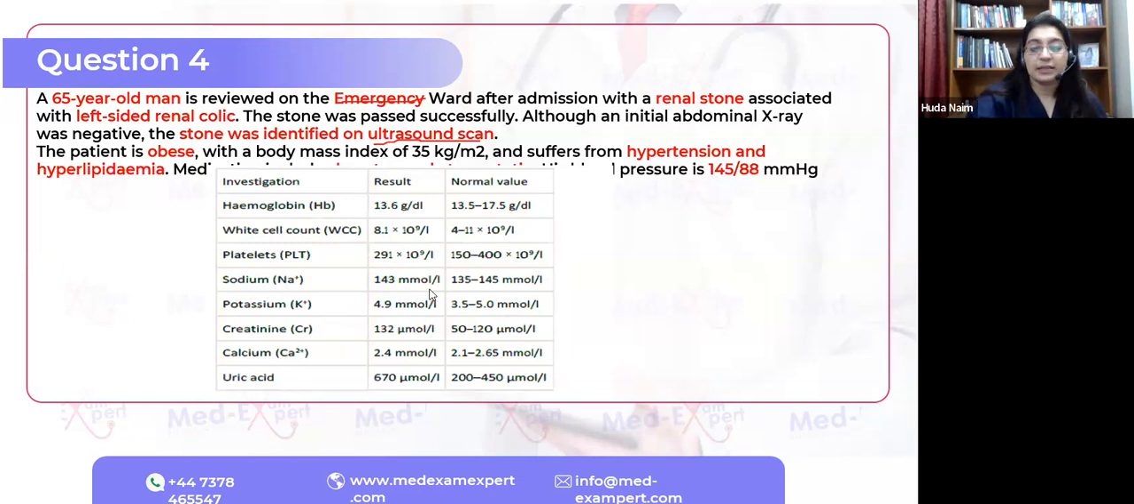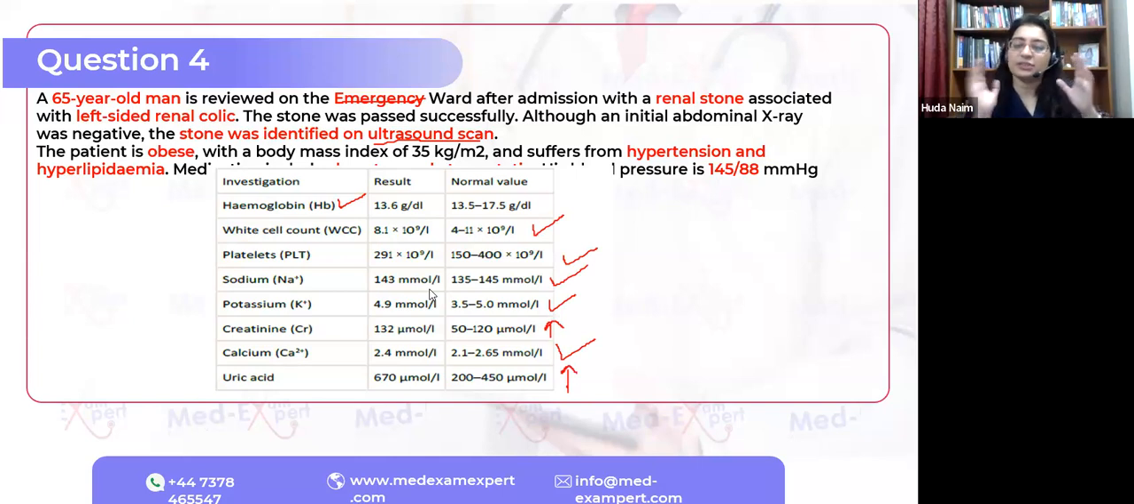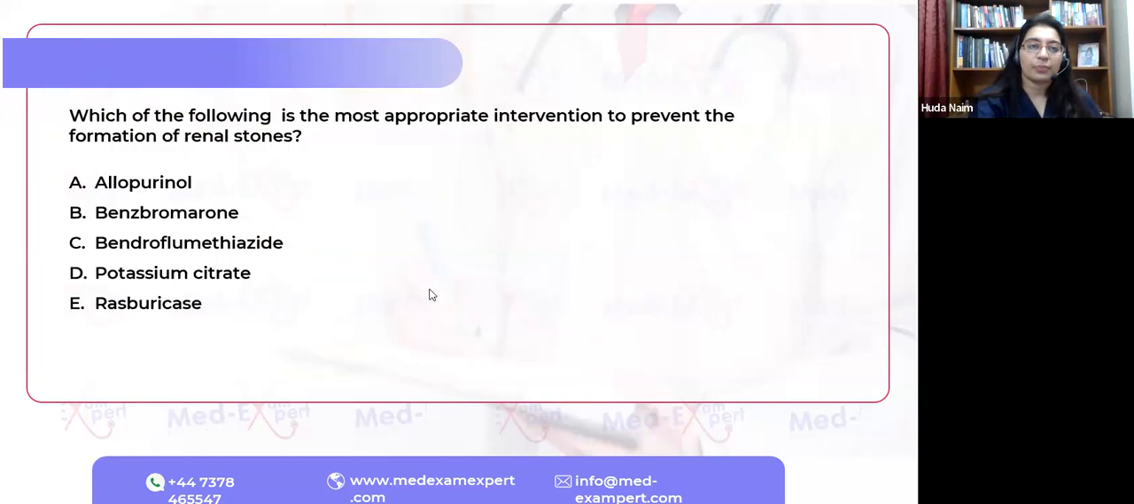Now let's see the laboratory investigation. Hemoglobin is okay. The white cell count is normal. The platelets are normal. Sodium is all right. The potassium is also normal. The creatinine is mildly raised. The calcium is normal. And the uric acid is raised. Now your thought process would narrow down to a few things. Now let's see what they want us to know.